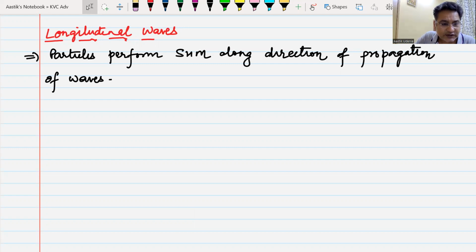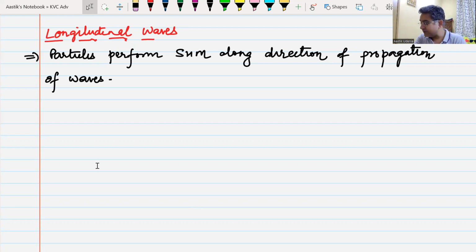We have seen what transverse waves are. In a transverse wave, the particles oscillate perpendicular to the direction of propagation of the wave. What happens in longitudinal waves? In longitudinal waves, the particles will perform SHM in the same direction as the direction of propagation of the wave. So if the wave is propagating along the x-axis, the particles will also be oscillating along the x-axis. Do we understand this?